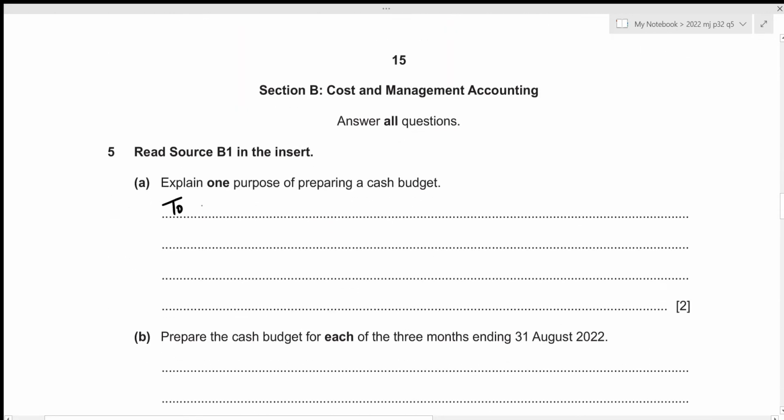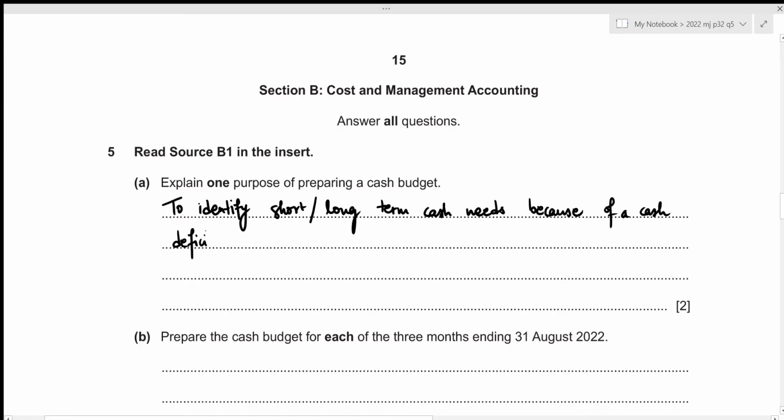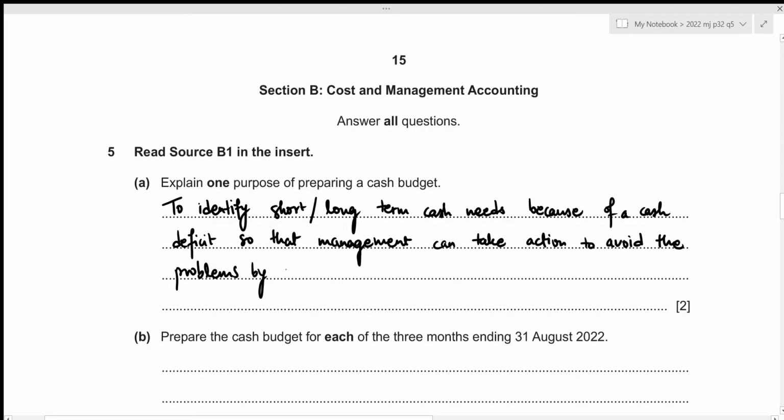To identify short or long-term cash needs because of a cash deficit so that management can take action to avoid the problems by raising finance.